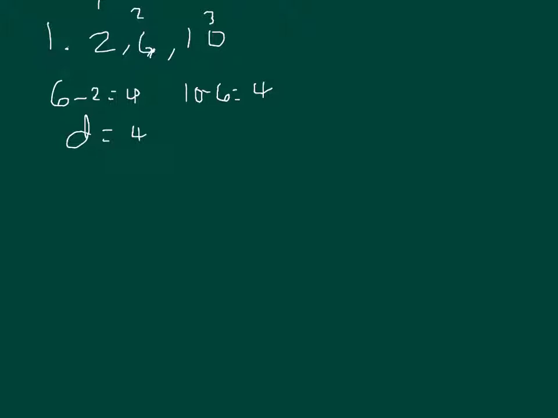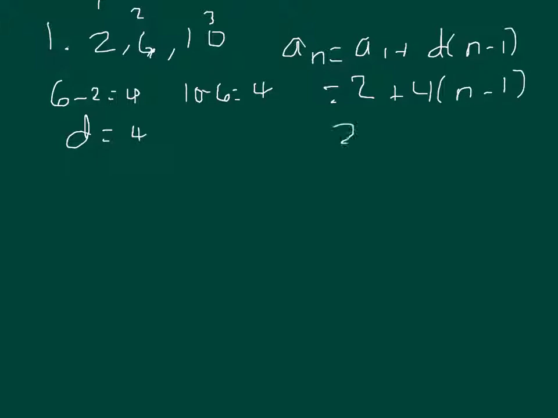Or you could have written the explicit formula for this, which is that the nth term of an arithmetic sequence is equal to a1 plus the common difference times n minus 1. So this is going to be equal to a1, which is 2, plus the common difference, 4, times n minus 1. So that's going to be 2 plus 4n minus 4 when you distribute the 4 to both terms. And when you simplify that, that's going to be 4n minus 2.